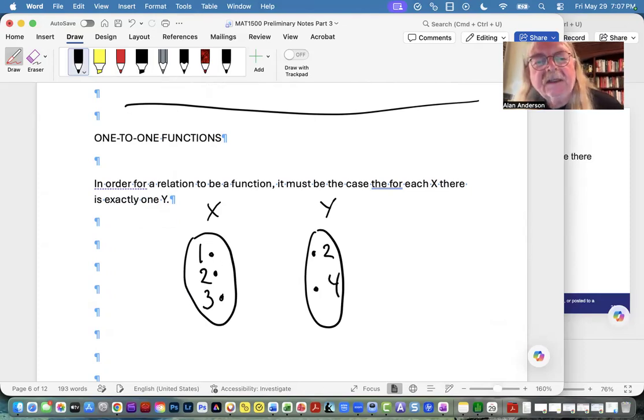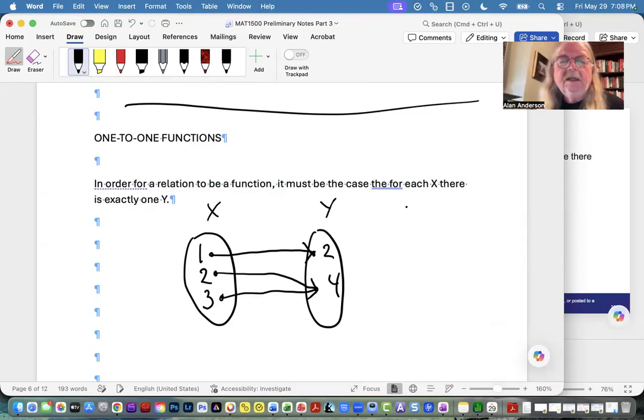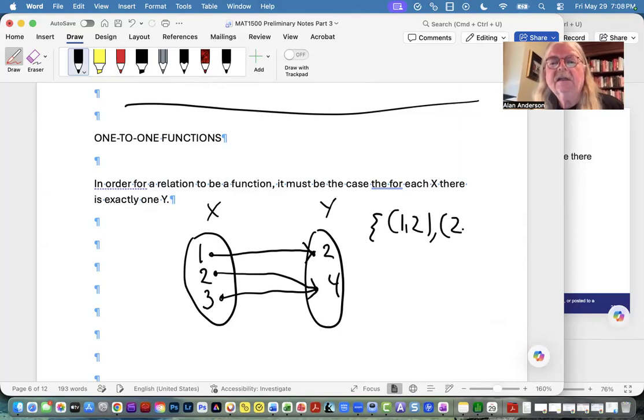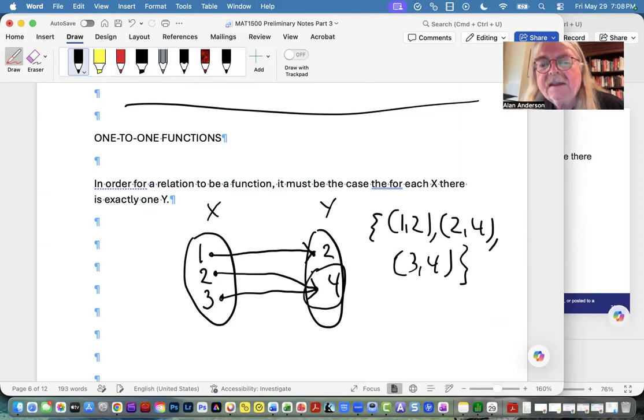That might surprise you. Now, if you notice, this could be written as a set of ordered pairs: (1, 2), (2, 4), and (3, 4). Now you might say, well, wait a minute, what's going on here? Both of these x's are associated with 4. That's okay. That does not affect the fact that it's a function because each x is associated with a single y. So this is still a function.